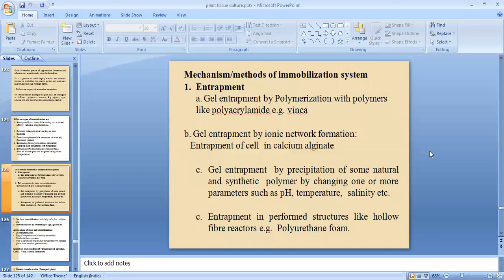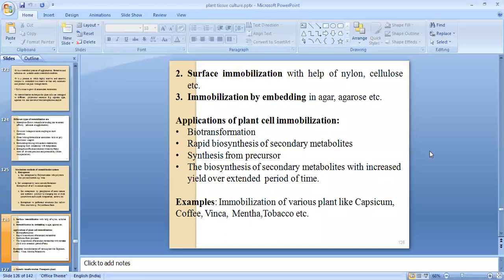Then there is gel entrapment by precipitation of some natural and synthetic polymers by changing one or more parameters such as pH, temperature, and salinity. Entrapment is also performed in hollow fiber reactors, that is, polyurethane foams. The other type is surface immobilization, with the help of nylon, cellulose, etc. And immobilization can also be done by embedding in agar and agarose beads.